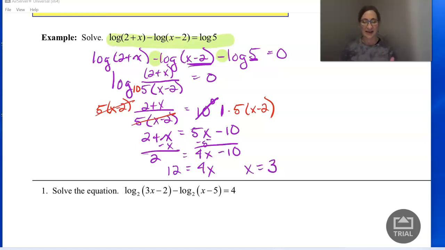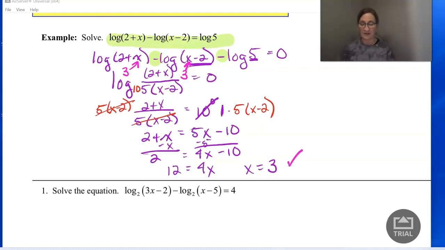So I want to check this. I'm going to take the 3 and substitute it in for that first x, and that would give me 2 plus 3, which is 5. That's fine. That's greater than 0. Then I'm going to substitute it into my next argument, 3 minus 2 is 1. That works. All right, I'm all good. Okay, so this is a good solution.